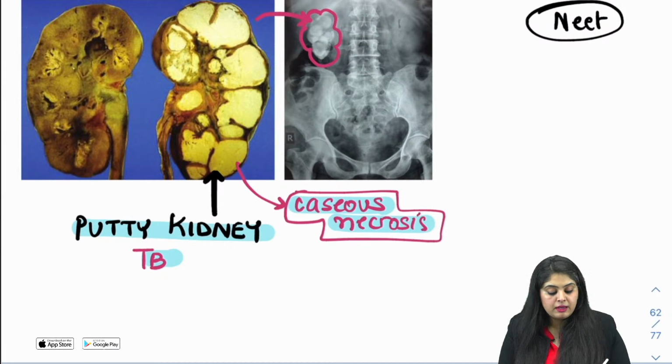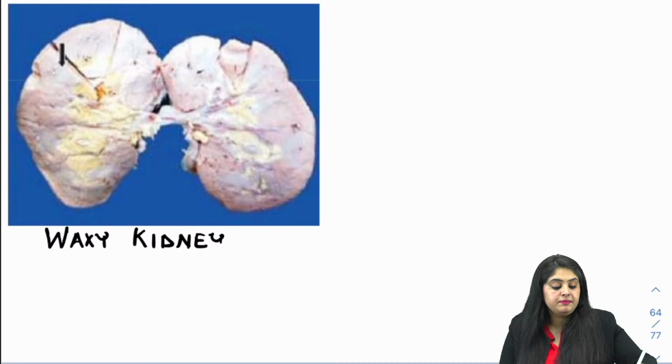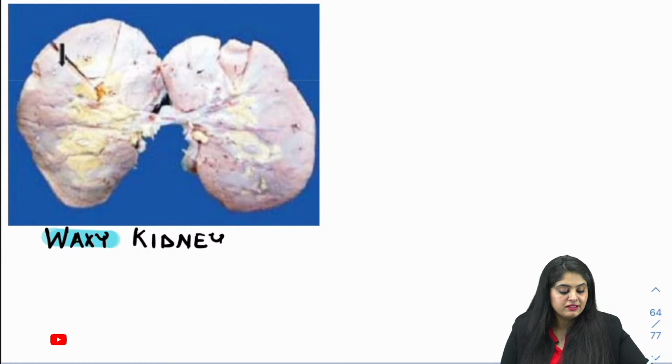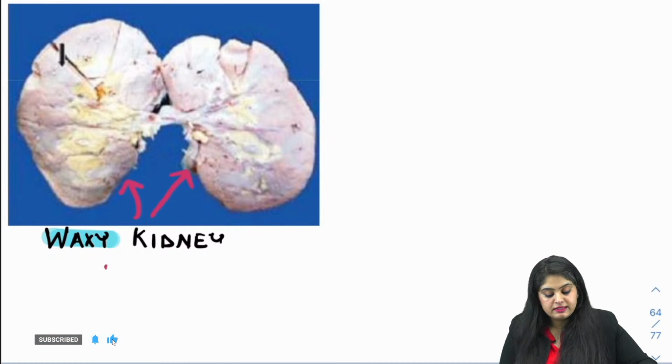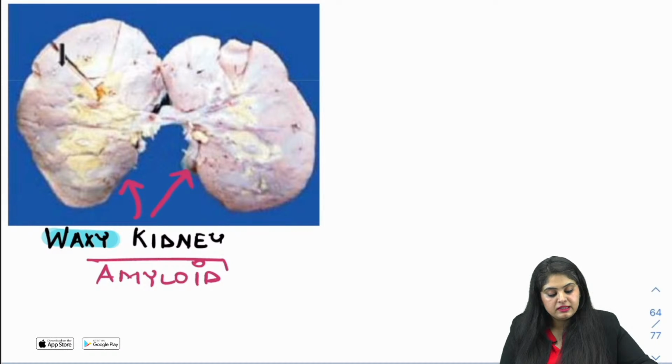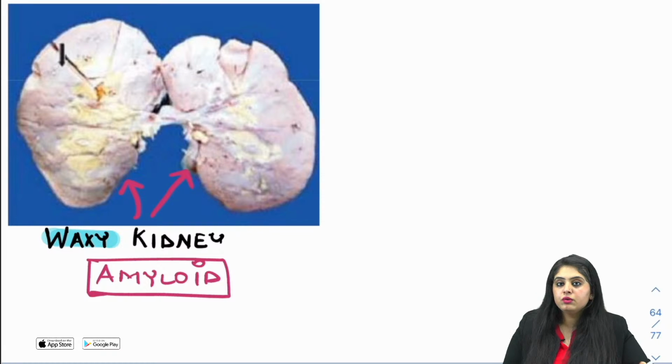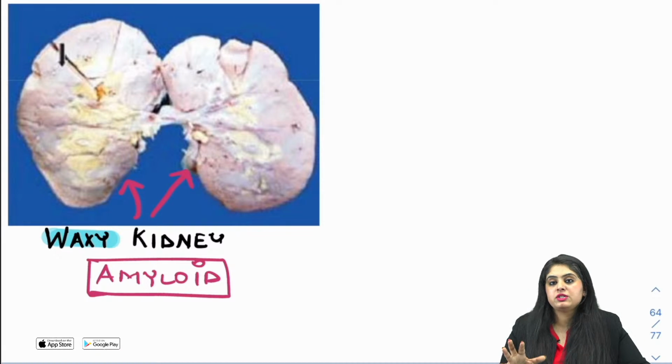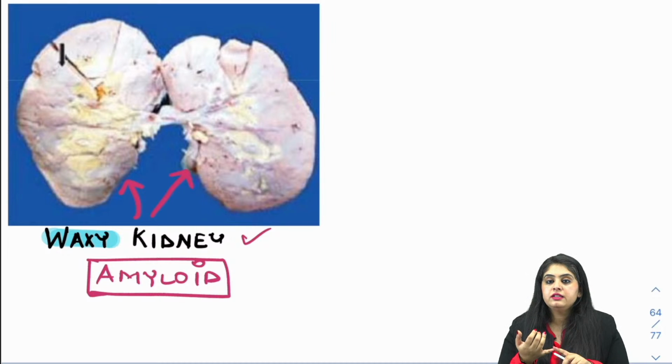Number 1. Number 2, there's a very famous waxy kidney. Waxy, meaning like candle wax. I can see that. Waxy means candle wax, and that is going to be the waxy kidney, right? Where do I see it? That is seen in a case of amyloidosis. So now the good news is, whenever a question on amyloid comes, it's going to be waxy, whether they say kidney, so waxy kidney.